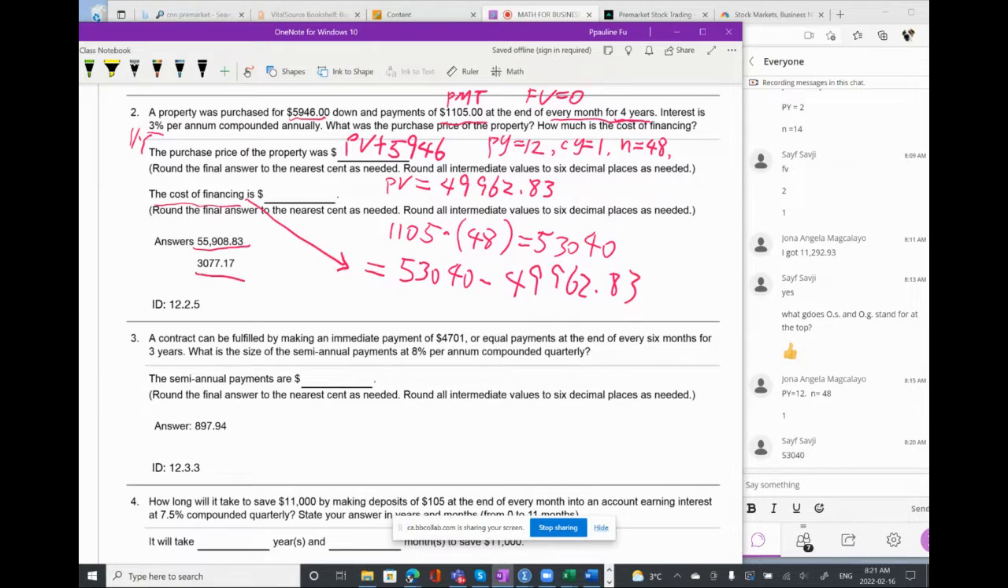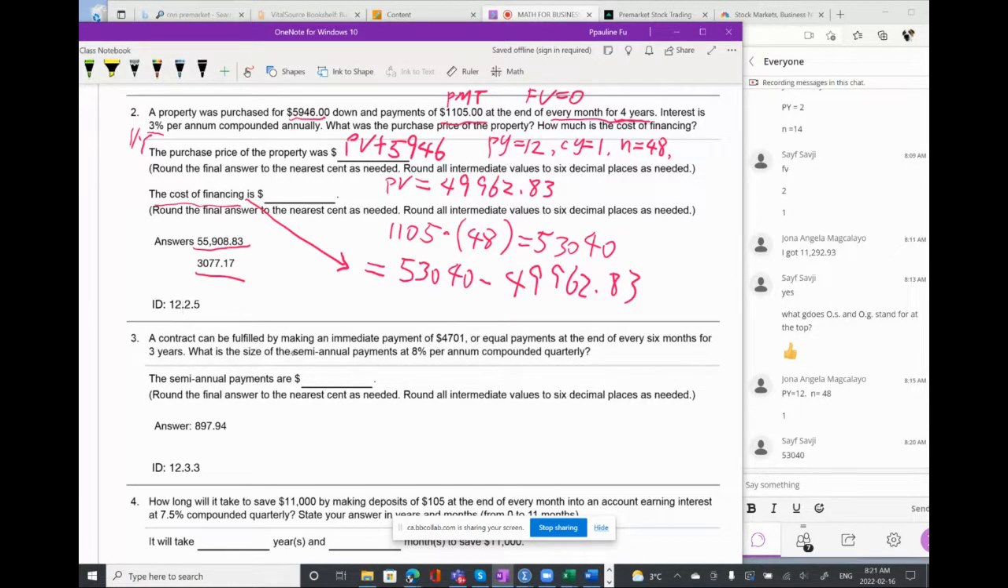And it is this number. Any questions? The cost of financing. We all good? Okay, shall we move on to question 3? Okay, question 3.